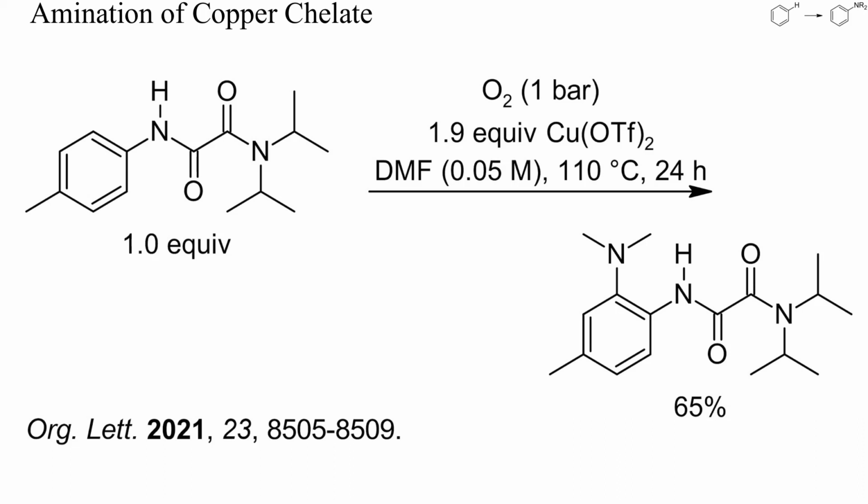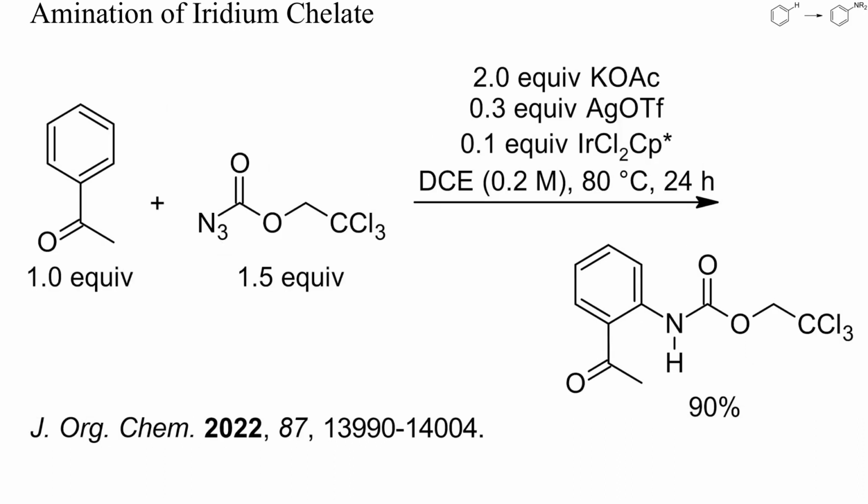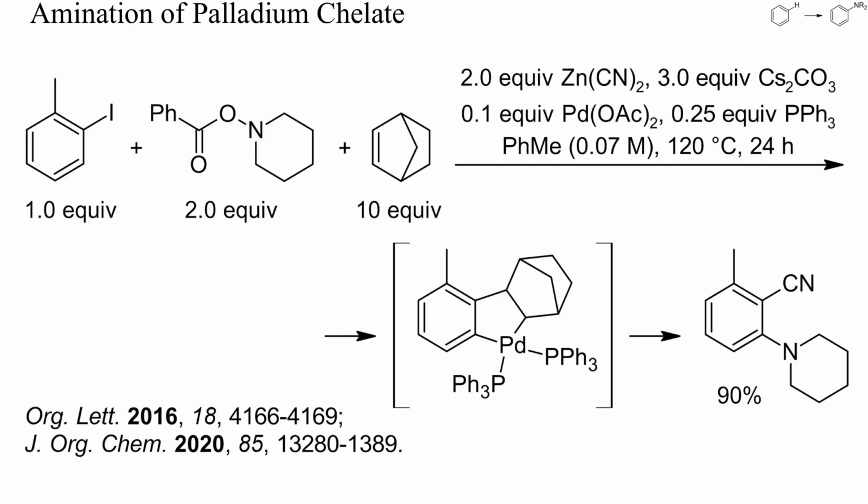practical synthetic purposes. Iridium can form chelate complexes with aryl ketones, and with acids these can yield aminoaryl ketones. Here such a reaction gave an aniline protected as trichloroethyl carbamate. Also aryl palladium complexes can react with benzoylated hydroxylamines to yield arylamines. This here is a rather special case of a norbornene-mediated cyanation and amination of an aryl iodide, but aryl palladium intermediates generated differently may also be aminated this way.